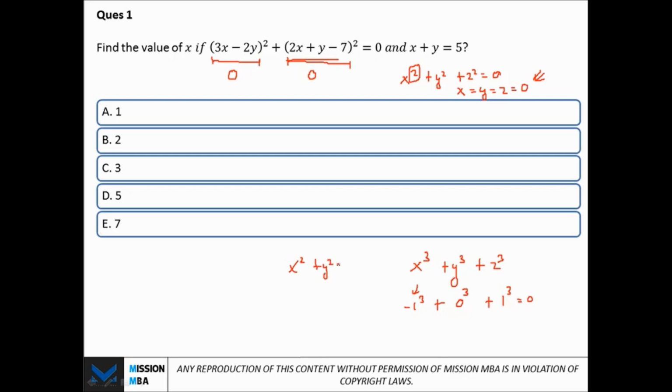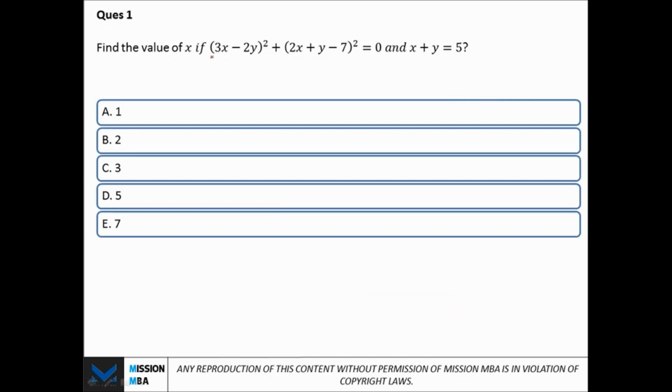If you have even powers and they sum up to 0, you have only one possibility, that each of them is individually 0, because if you make one positive, you have to make one negative, and that's not in your hand. So you have to make all of them individually 0. So down the line, what does this question become? I have this square plus this square equals to 0. That means individually they are 0.